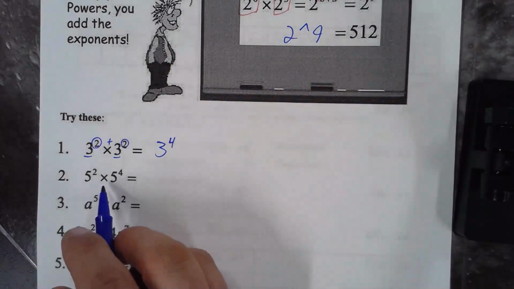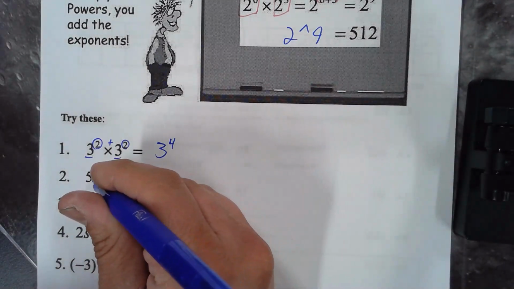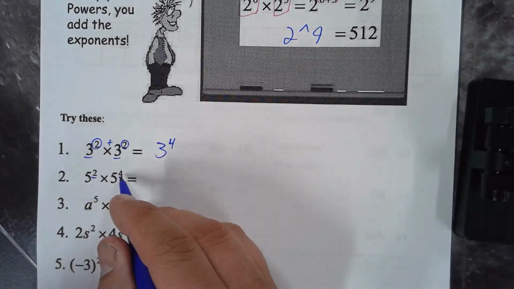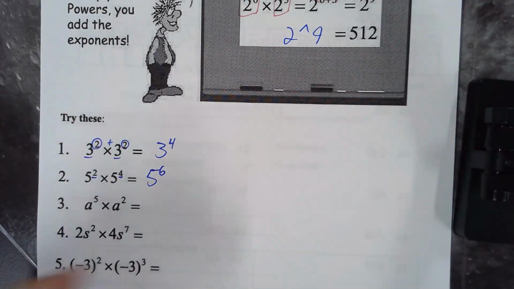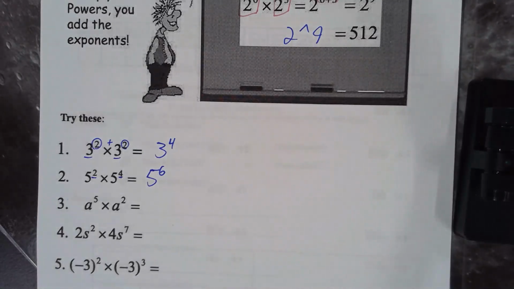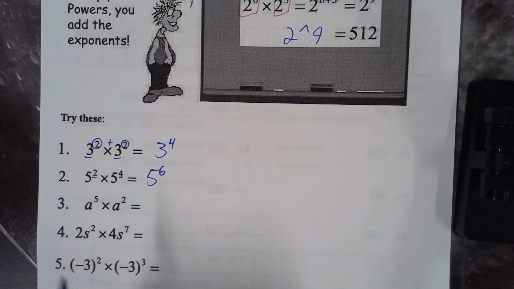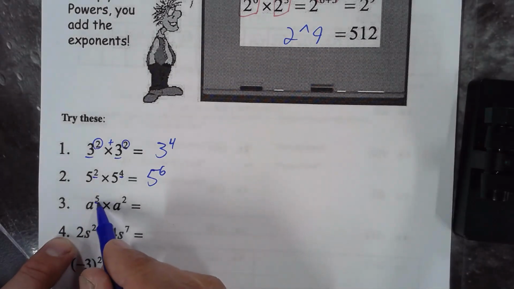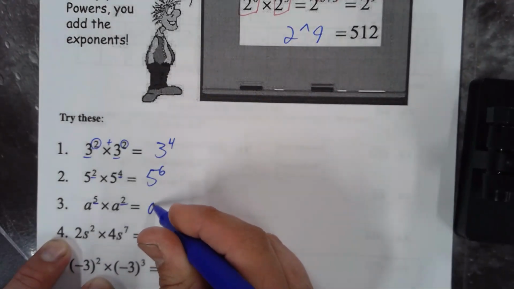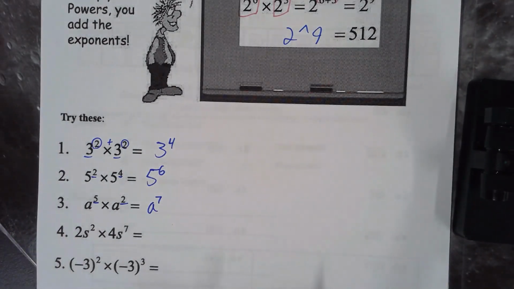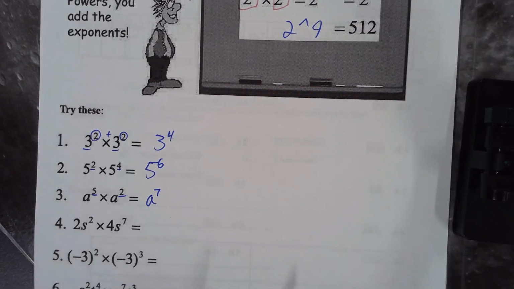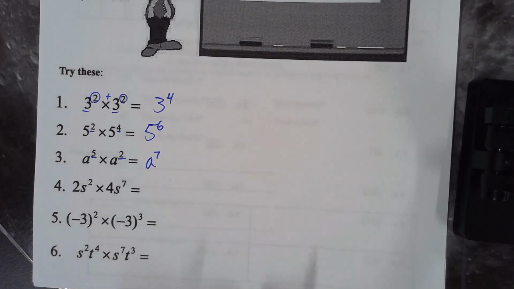5 to the power of 2 times 5 to the power of 4. Again, I'm adding the exponents. So 2 plus 4 is 6. So this is 5 to the power of 6. And here's our first example with some letters, but don't let the letters scare you away. a to the power of 5 times a to the power of 2. Again, we just add the exponents. So this becomes a to what power? 7, yep. Questions so far about those first three? Okay, let's keep going.